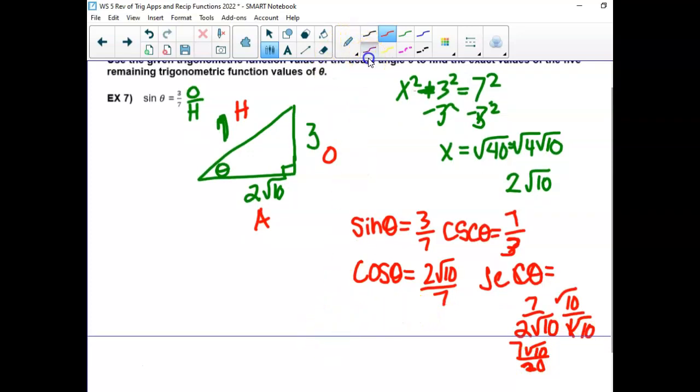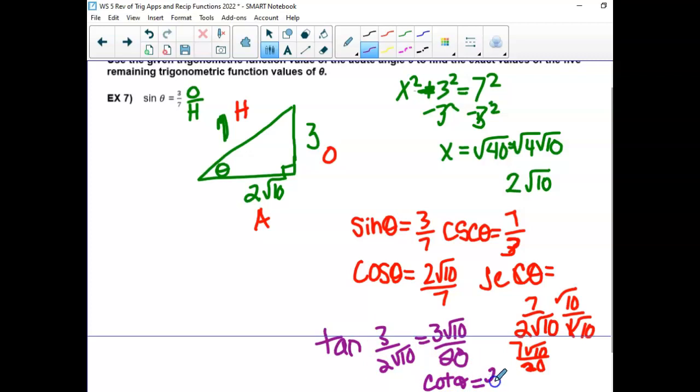All right. Are the other ones gross too? Yes. Tangent would be 3 over 2 square roots of 10, which will become 3 square roots of 10 over 20. And cotangent, if we flipped it over back here, it would have been 2 square roots of 10 over 3.